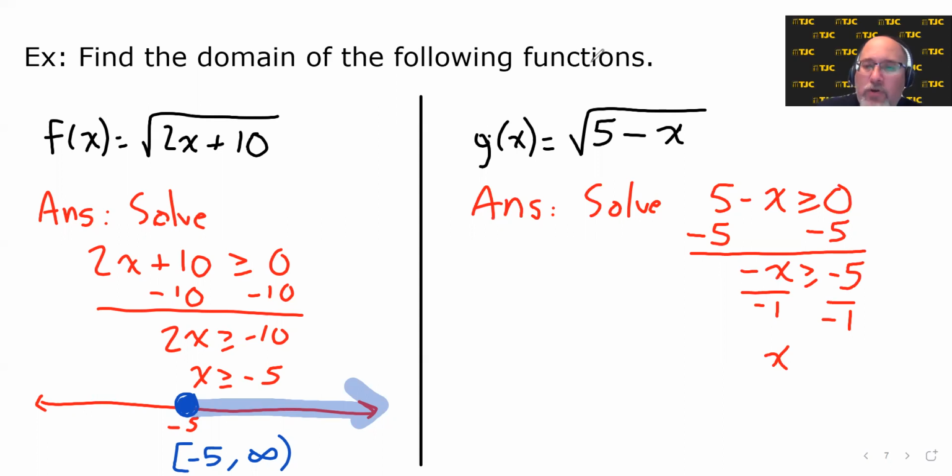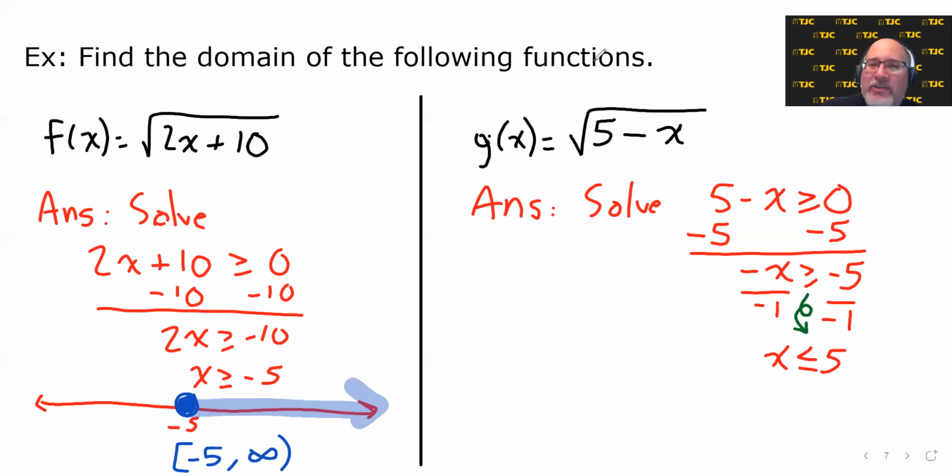This is one of the two moves that causes the inequality sign to turn around. When you multiply both sides of an inequality by a negative or divide both sides of an inequality by a negative, the sign reverses. So instead of greater than or equal to, it will now say less than or equal to. And on the right side, negative 5 divided by negative 1 is positive 5.